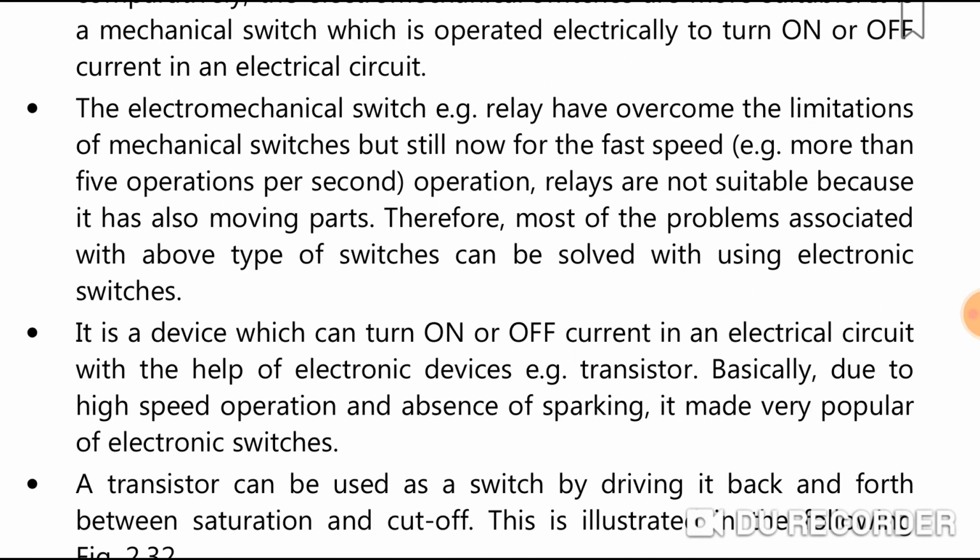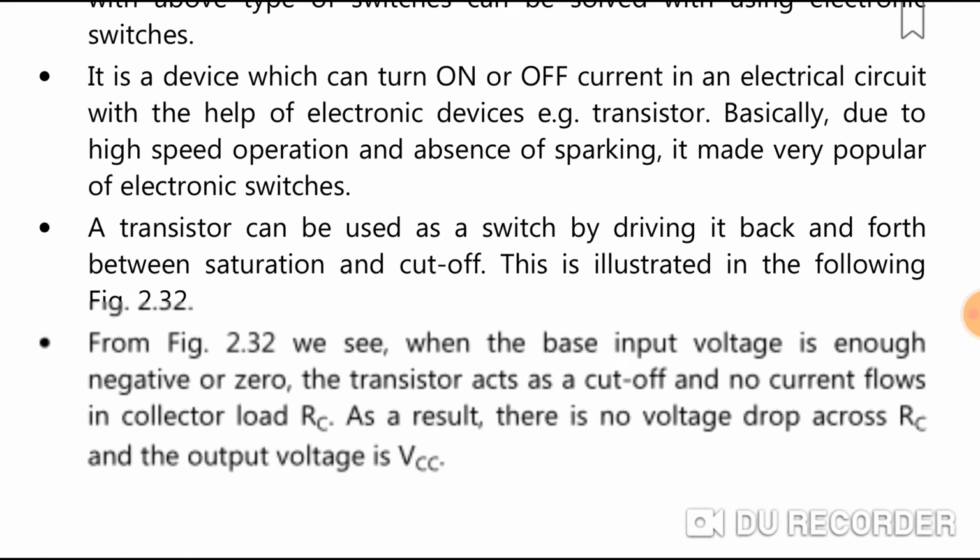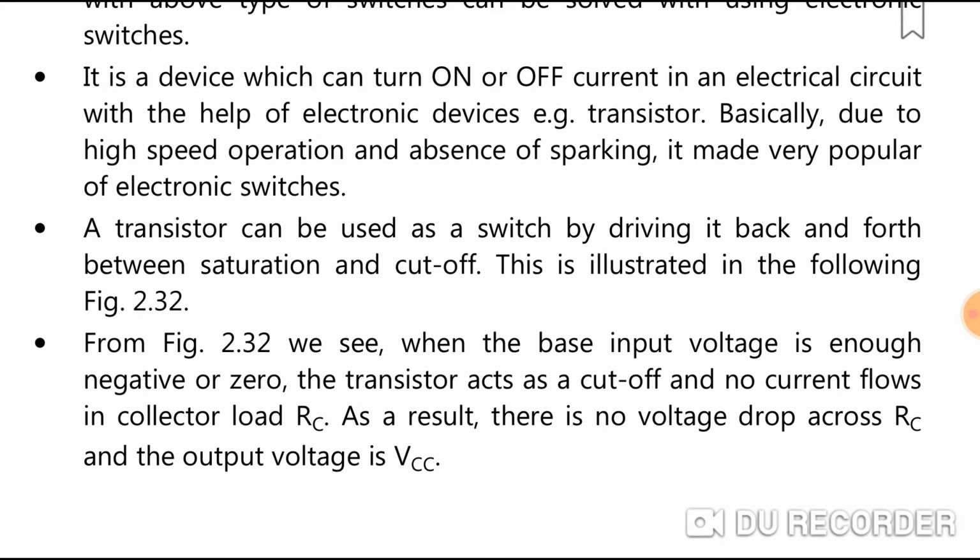The electromechanical switch, for example a relay, has overcome the limitations of mechanical switches, but still for fast speed, for example more than 5 operations per second, relays are not suitable because they also have moving parts. Therefore, most of the problems associated with the above types of switches can be solved using electronic switches. It is a device which can turn current on or off in an electrical circuit with the help of an electronic device, for example a transistor. Due to high speed operation and absence of sparking, electronic switches have become very popular.